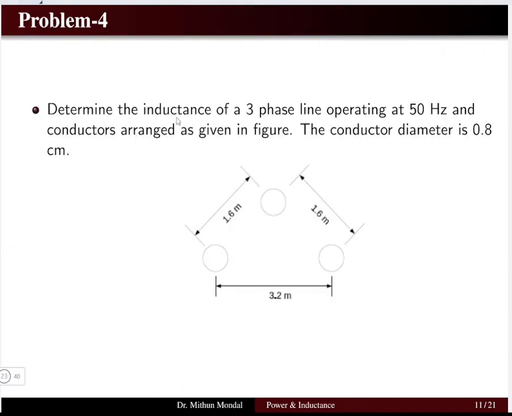Let us find the inductance of a 3-phase line operating at 50 Hz. So the frequency is 50 Hz and the conductors are arranged as in the figure. So this is a 3-phase line. We have phase 1, phase 2 and phase 3.